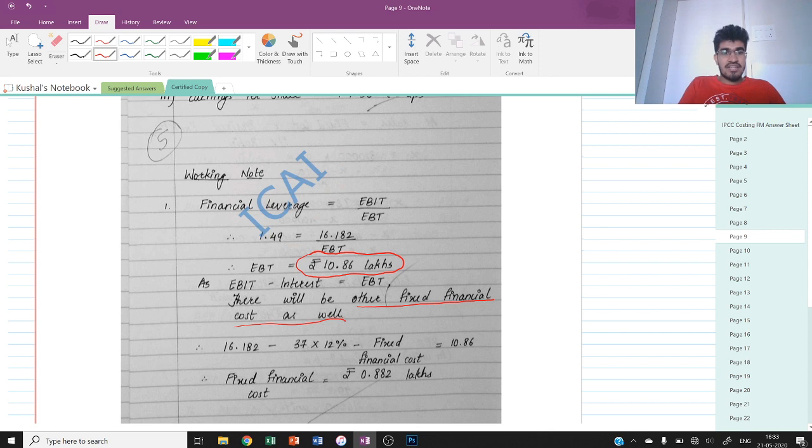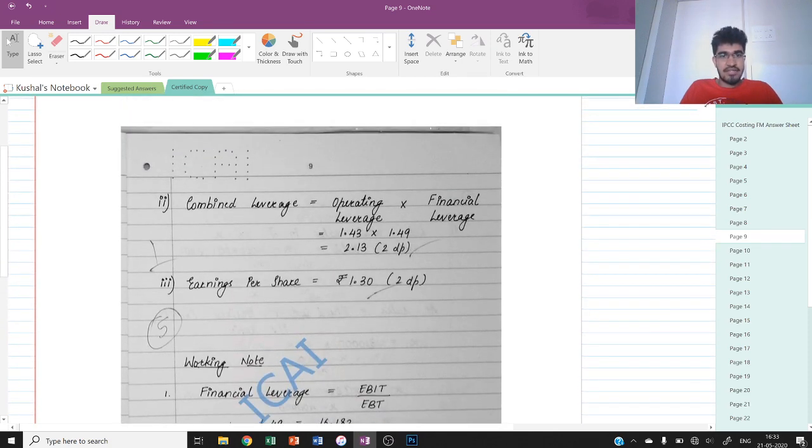Since EBIT minus interest is EBT, there is other fixed financial cost. And what is the other fixed financial cost? It is nothing but EBIT, that is 16.182 lakhs, minus 37 into 12%, which is the interest cost, minus other fixed cost, which is the earnings before tax of 10.86 lakhs. And the other fixed financial cost amounts to 0.882 lakhs. This was a hidden adjustment, and it was very much necessary to find out that there's a hidden adjustment in this question. If you wouldn't have found this out, you would have lost 1 or 2 marks in the examination.